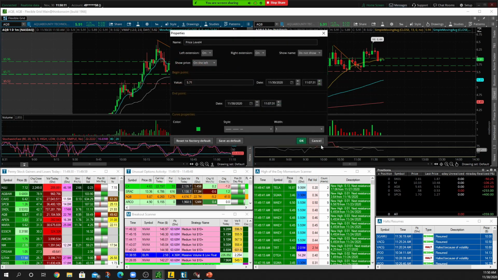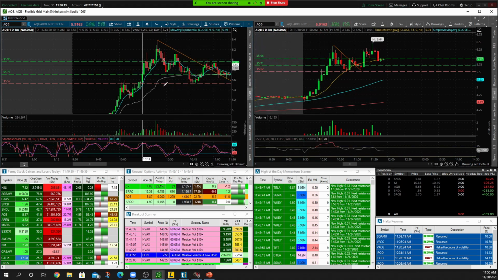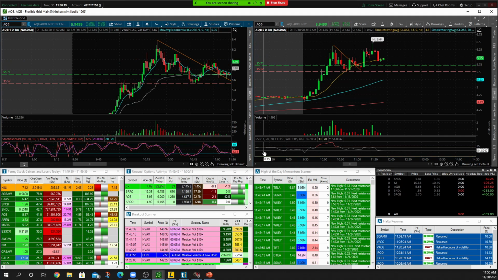We'll color that green, because that signals entry. So green's entry, red's stop. That's the first part: if I make an entry, it's going to be right here at 571. My stop's going to be 552. That's 20 cents, so I know my stop.